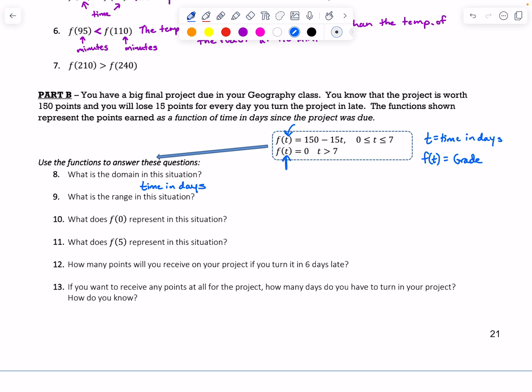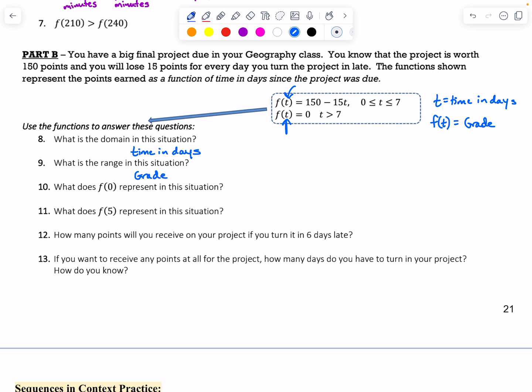What's the range in this situation? That is going to be that output value, which would be the grade of the project. So what does f of 0 represent in this situation? Similar to the cooking problem at the top of the page, the 0 is time. So that means I have 0 days late turning in this project. So that would be my grade on the day it's due, or with no days late. You can say it a couple different ways. The grade on the day the project is due, and I'm just going to put in parentheses 0 days late.